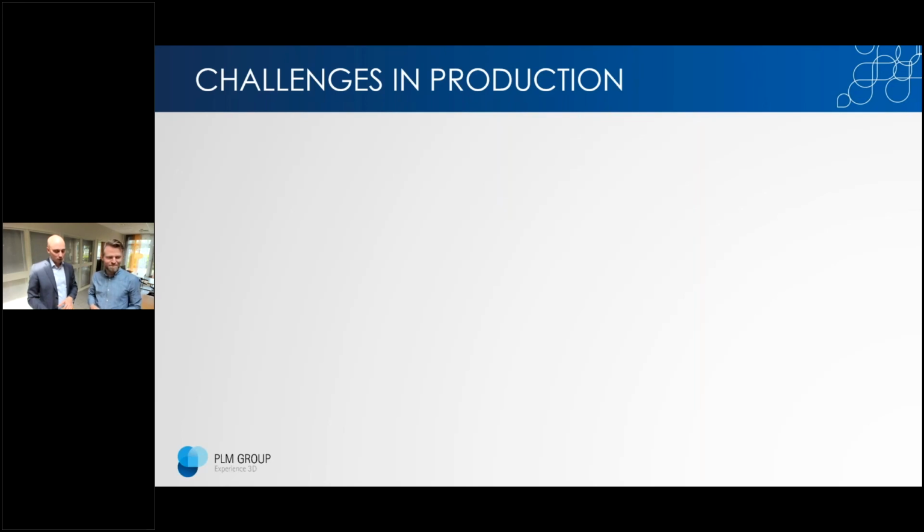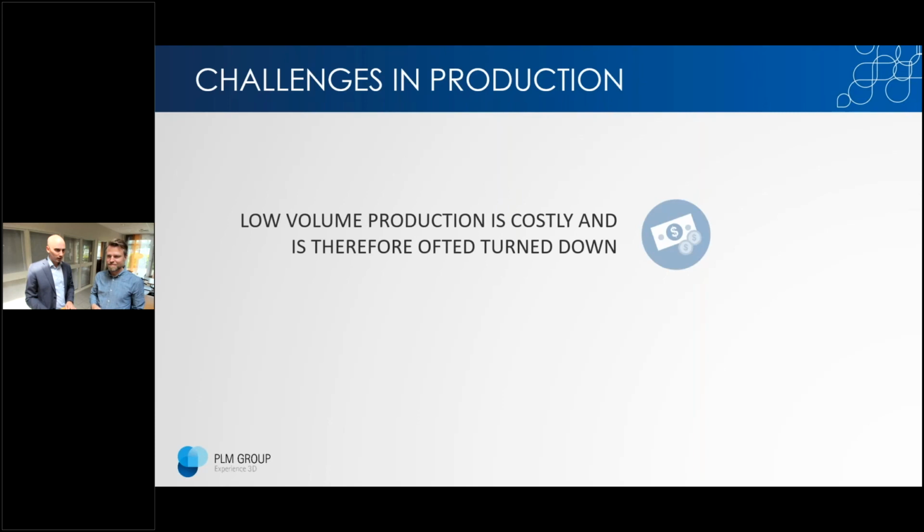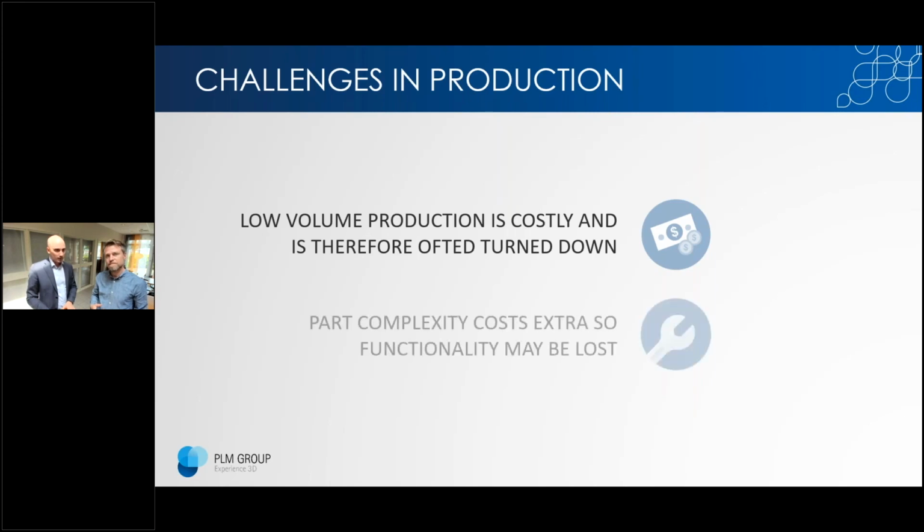So the challenges we see in production today is that low volume production is usually quite costly, and therefore it's usually rejected or turned down. So if someone comes to you and says, can you injection mold 2 of these? No. I mean, for machining, you can do it, but it's usually quite expensive. So a lot of times these jobs are turned down. And also part complexity costs extra, which is not the case for additive manufacturing. Since complexity costs extra, you usually go the simple route and design the parts so that they are easy to machine, which might reduce functionality. And that is something that 3D printing or additive manufacturing can remedy. That's one of the benefits of 3D printing, of course. Complexity is free.